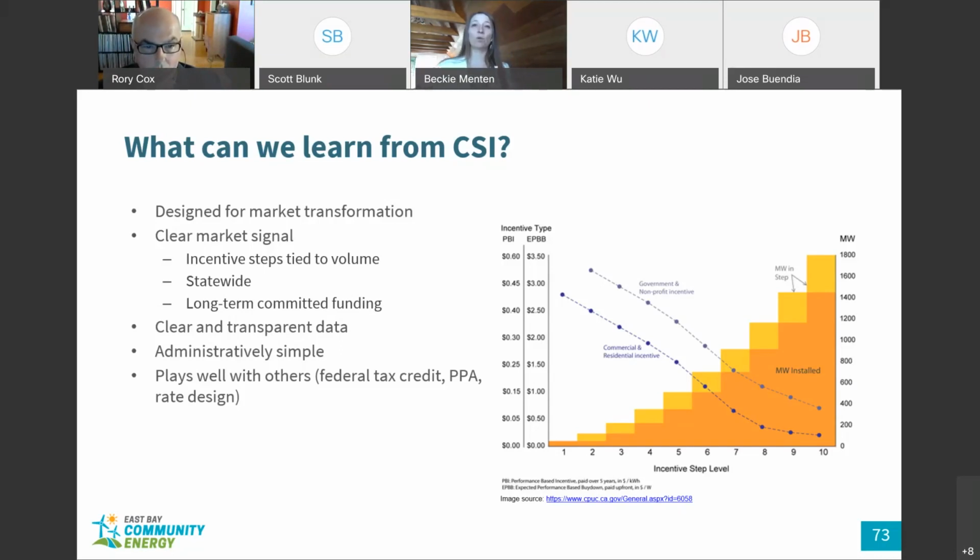Another thing that's important to note is that the program was administratively simple. It didn't always start out this way. As I understand, the CSI program had a lot of feedback in the very early implementation phase from industry, who had a lot to say about the application process, about what was necessary to access the funds.